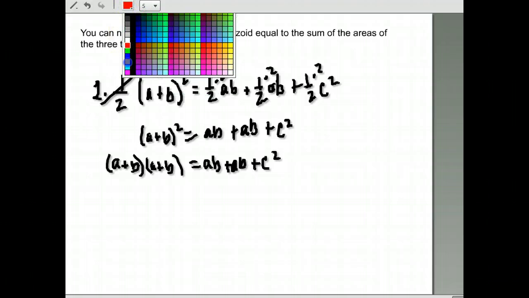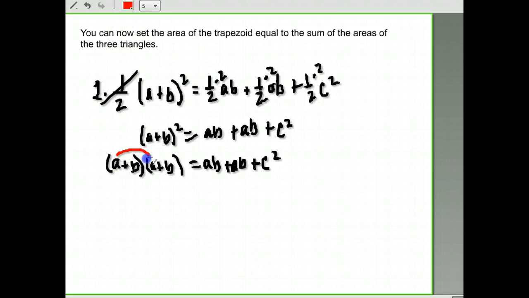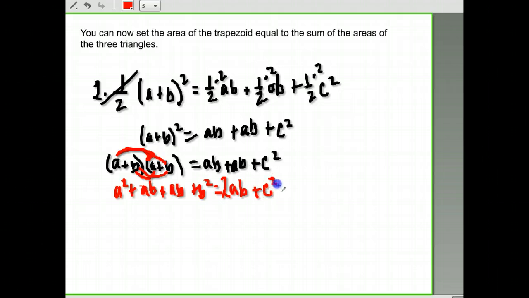We have to distribute to get rid of parentheses. This is actually foiling, is what it's called, to foil. First, outside, inside, last. So we have to take a times a gives us a squared, and then a times the second part, b, so ab plus b times a is ab, and b times b is b squared. That is all equal to ab plus ab, or 2ab plus c squared. Over here, notice we also have a 2ab. We have an a squared plus 2ab plus b squared equals 2ab plus c squared.